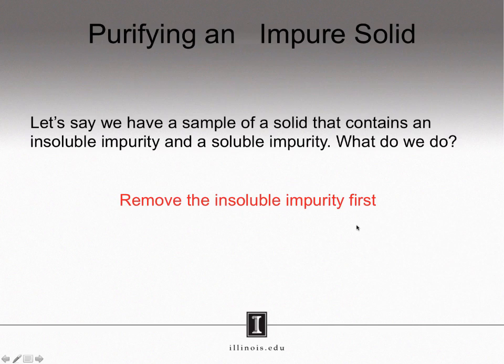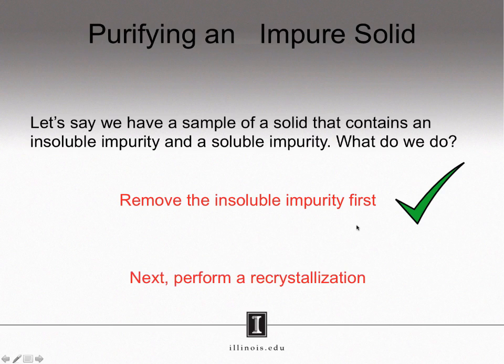Okay, so we have now successfully removed our insoluble impurity. Excellent. But we still have this soluble impurity to take care of. How do we do that? Now, we perform a recrystallization.